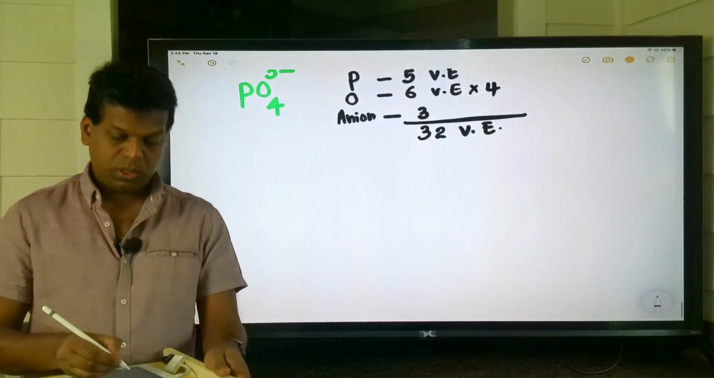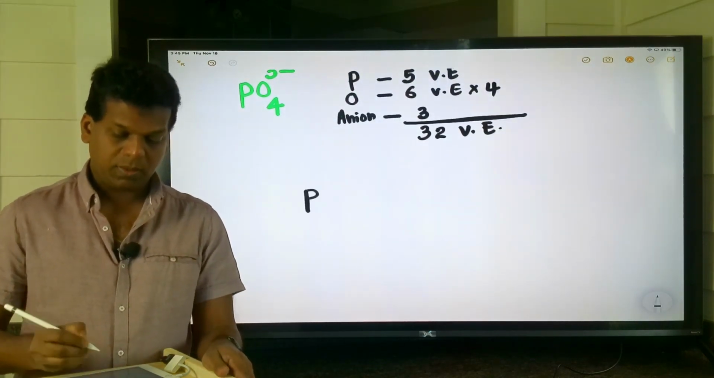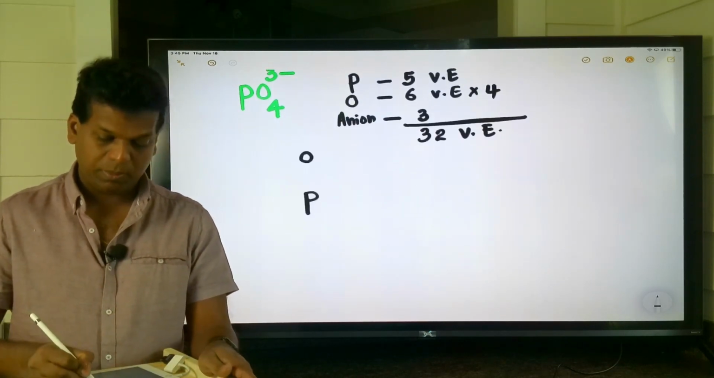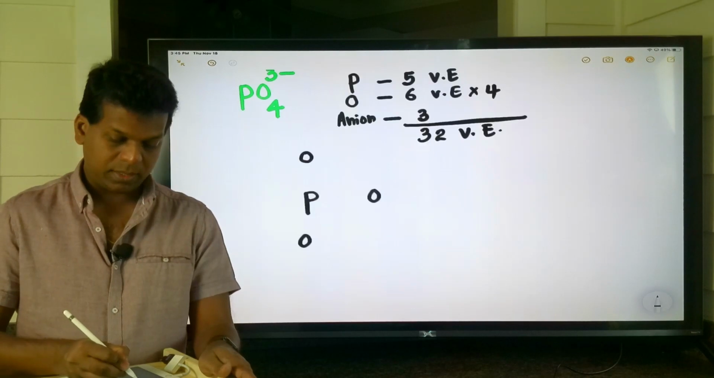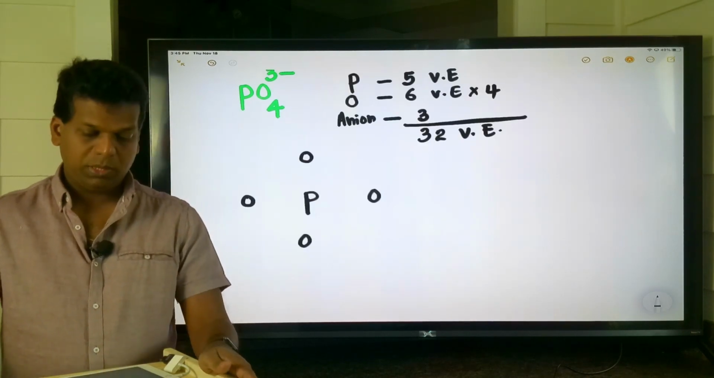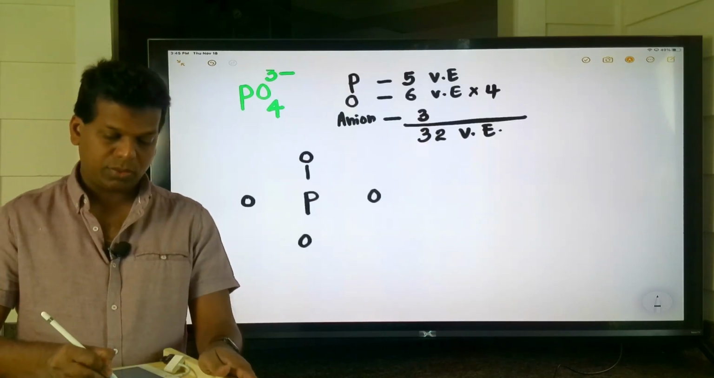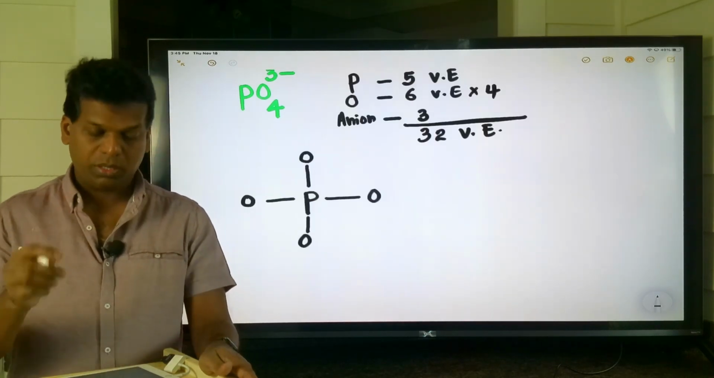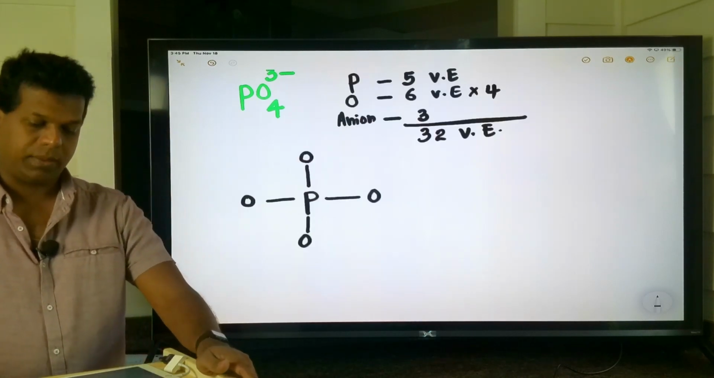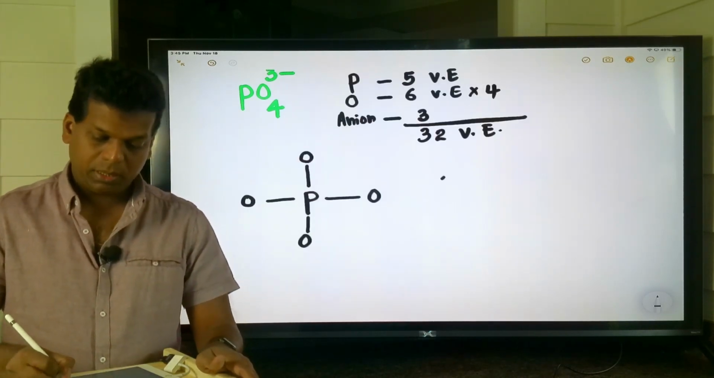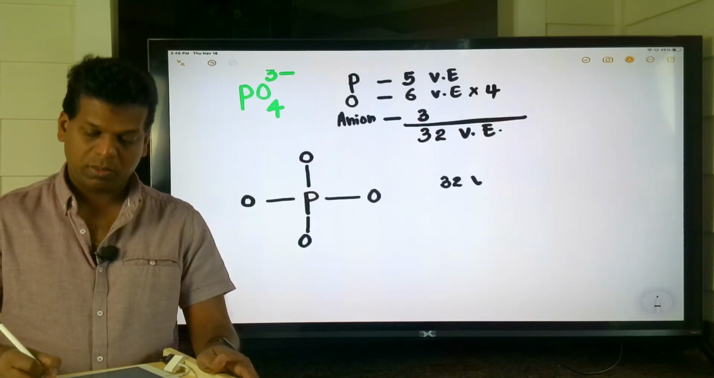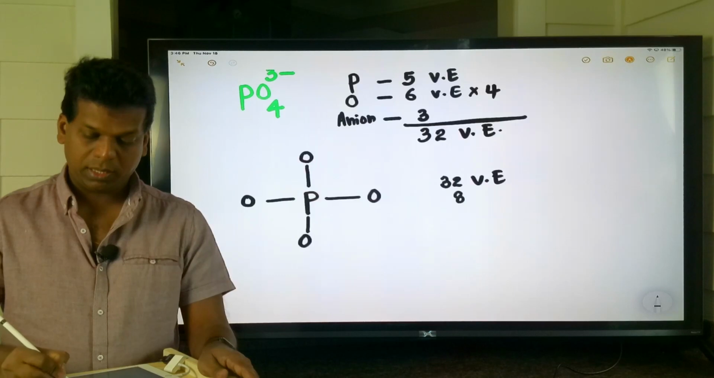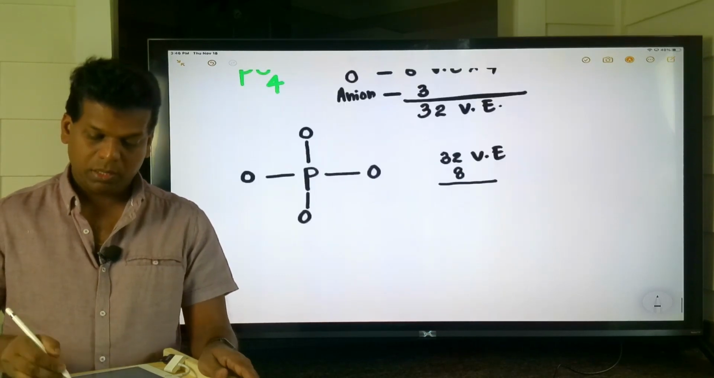The central atom is going to be the phosphorus, and there are 4 oxygens as terminal atoms. So let me put them like this. So those are the terminal atoms. Then you create the skeletal structure by making just one bond between the central and the terminal atoms. So initially there were 32 valence electrons. To create those 4 lines, I used 8 electrons. Now there are 24 left.